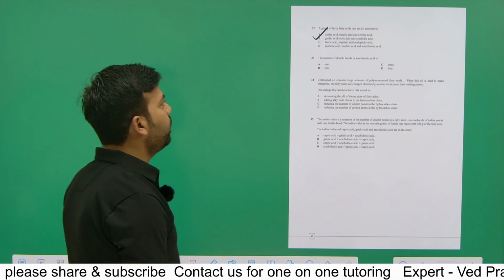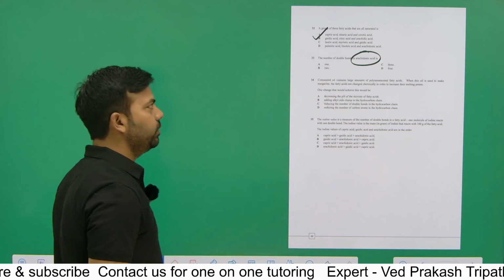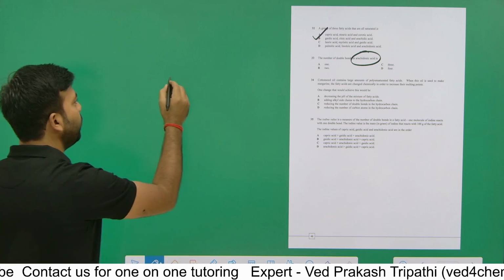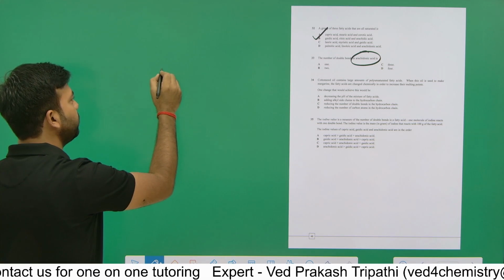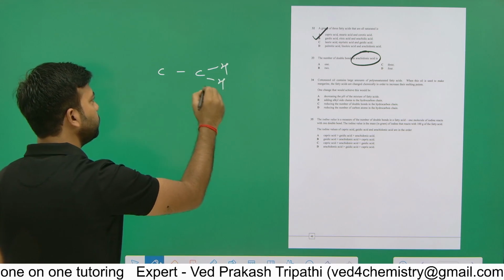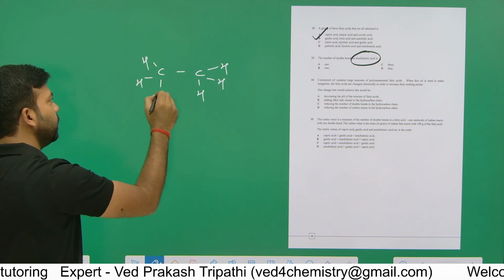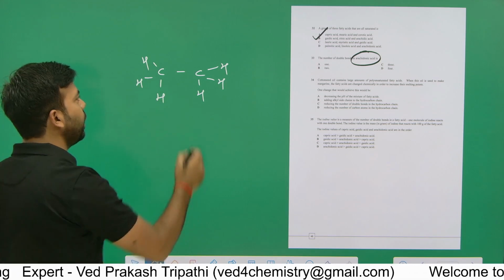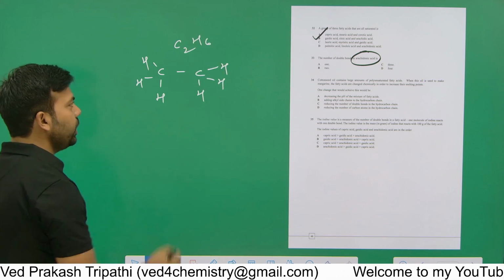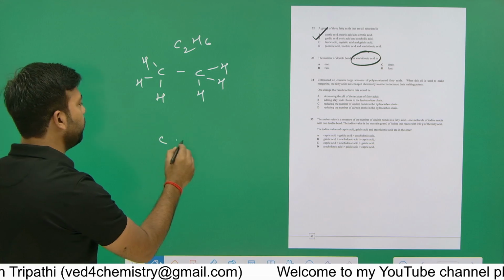The number of double bonds in arachidonic acid. We have to figure out the number of double bonds. So first of all, look at here. Suppose you have any hydrocarbon which is the saturated one, suppose this one. This is saturated, okay, single bond. So how many carbons and hydrogens here? C2H6. Suppose we are going to convert this 2 carbon chain into unsaturated form, which means a double bond.